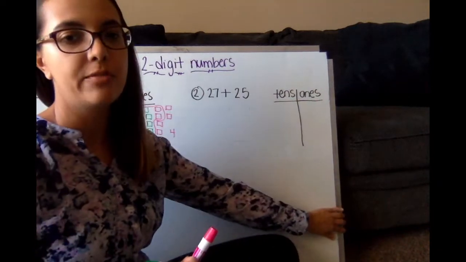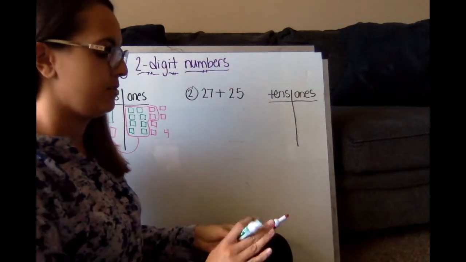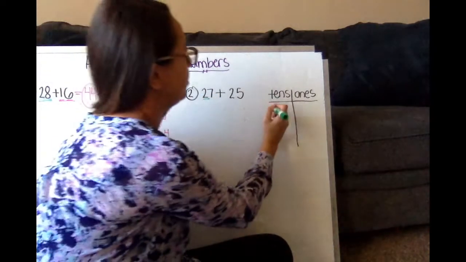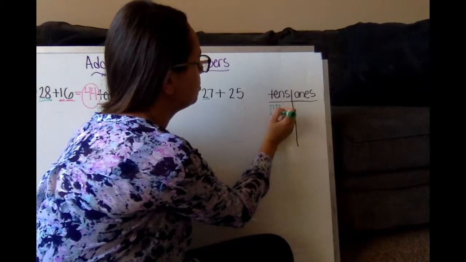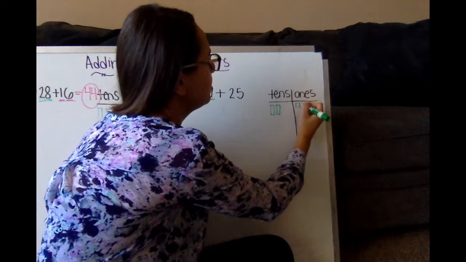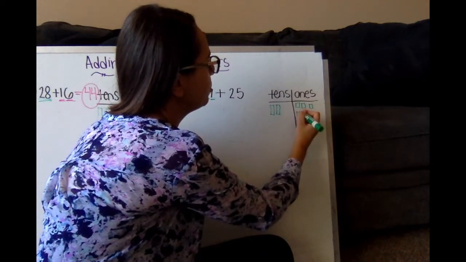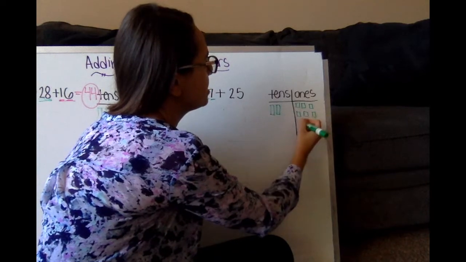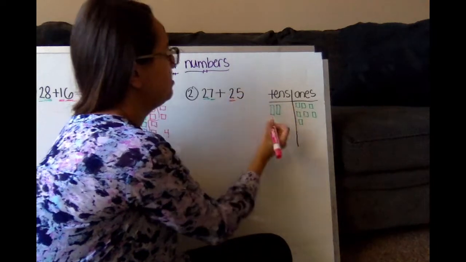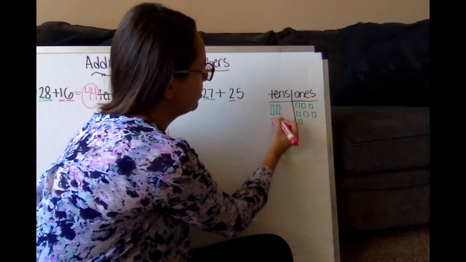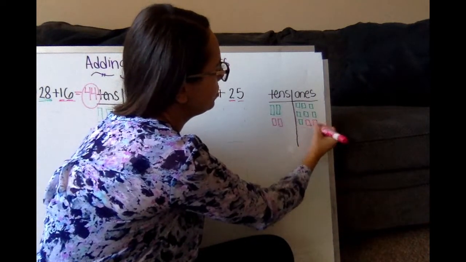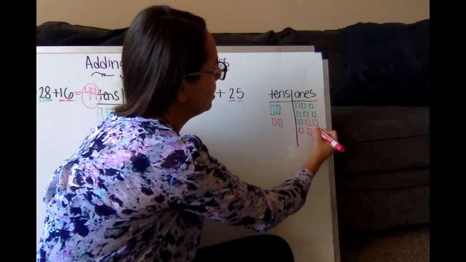For this one we have 27 plus 25. So let's see what that equals. We have 2 tens in 27. 1, 2. And we have 7 ones in 27. 1, 2, 3, 4, 5, 6, 7. Okay, now let's look at 25. 2 tens again. 1, 2, and 5 ones. 1, 2, 3, 4, 5.